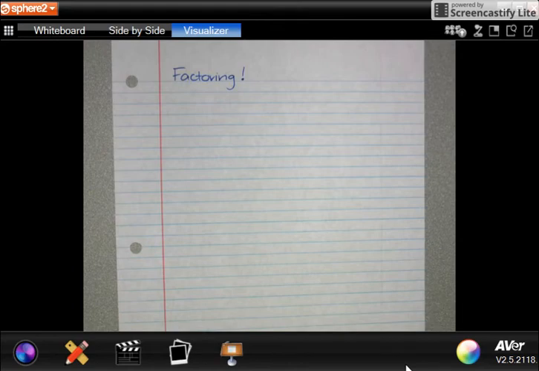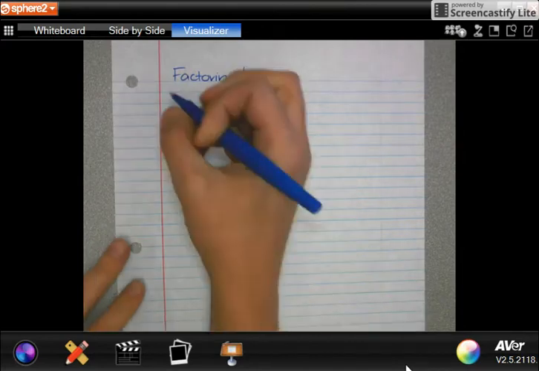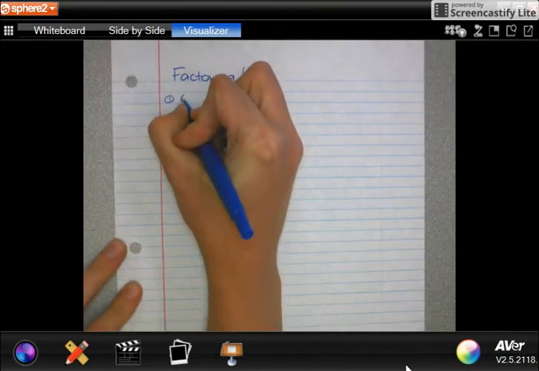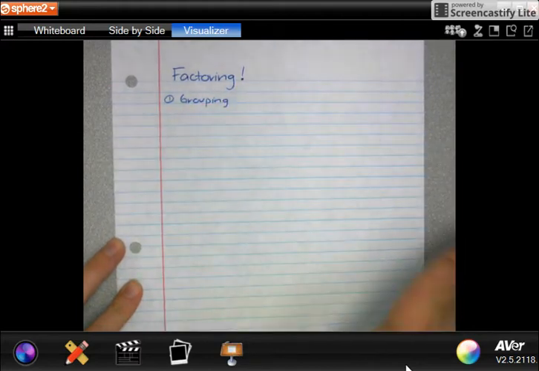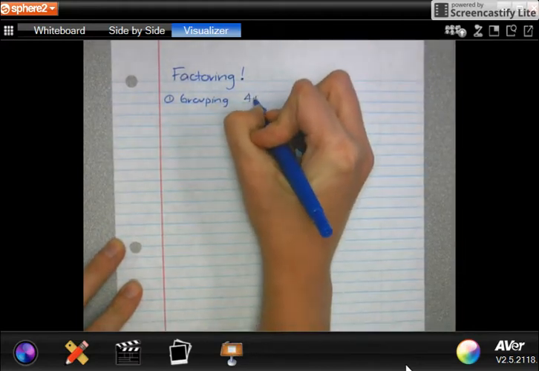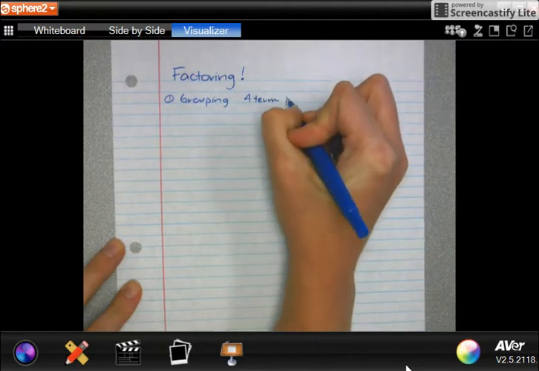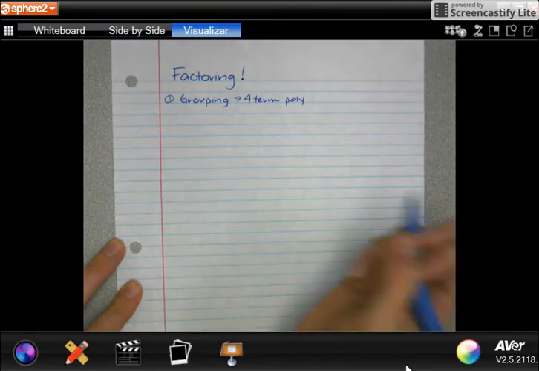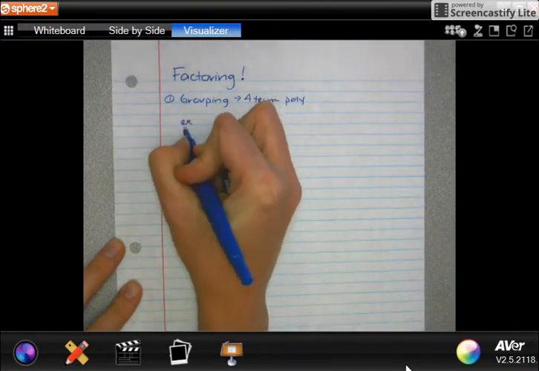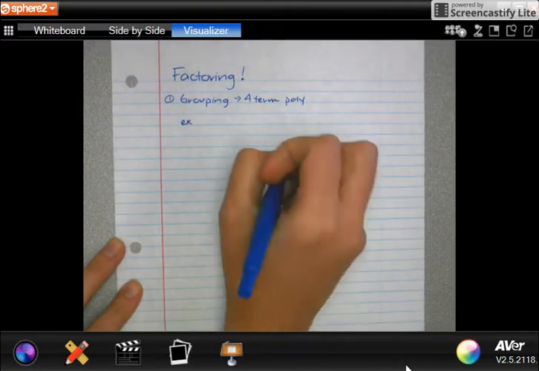Okay, today we're talking about factoring, some strategies for factoring some higher degree polynomials. So the first method that we want to talk about is factoring by grouping. Typically you're going to use this when you have a 4-term polynomial. I think most of you should remember this from last year, so let's just go right to an example.